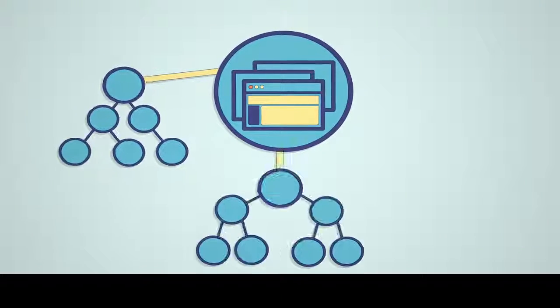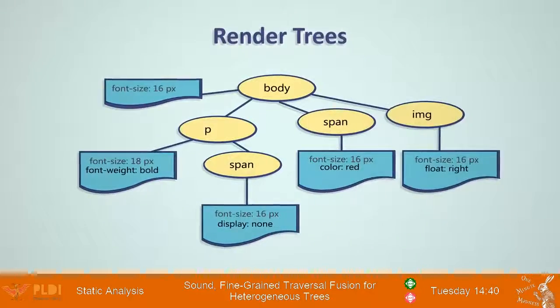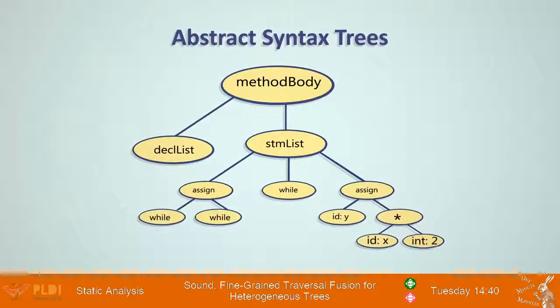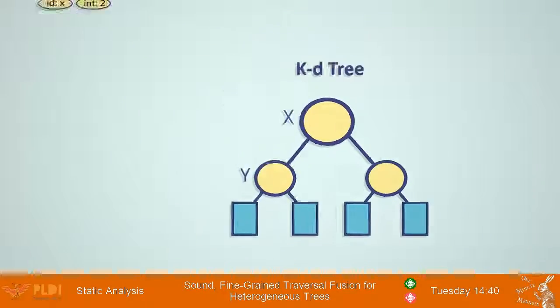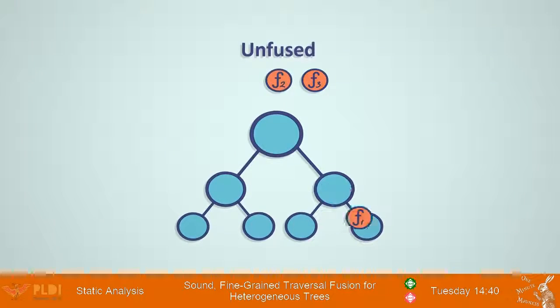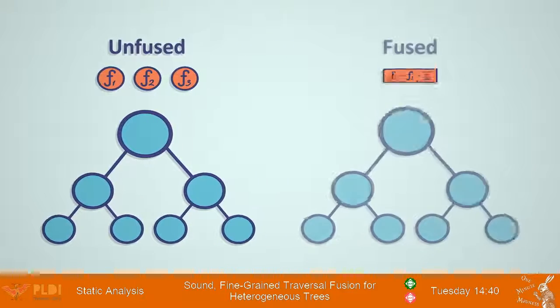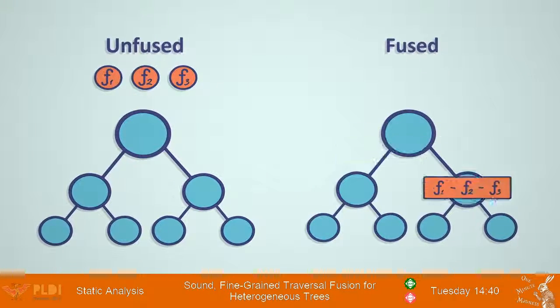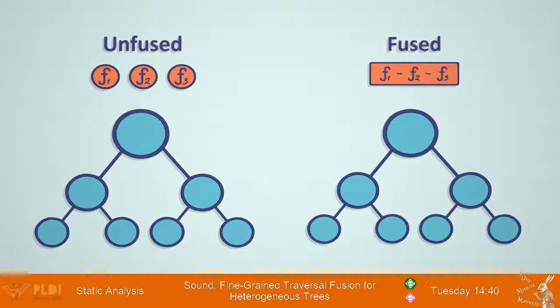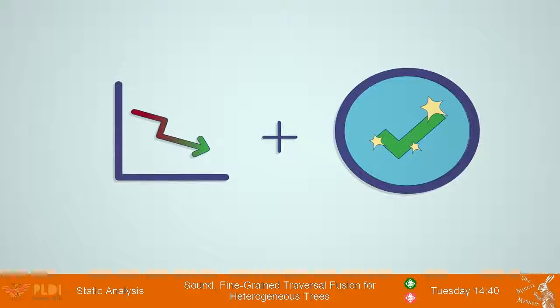Several applications are built around trees that are traversed by multiple tree traversals. Render trees, abstract syntax trees in compilers, and KD trees in scientific computations are examples of such applications. In those applications, multiple traversals traverse a tree to perform some computation. It's desirable to fuse and combine those traversals together if possible and perform fewer traversals. Such fusion reduces the traversing overhead and achieves better locality.